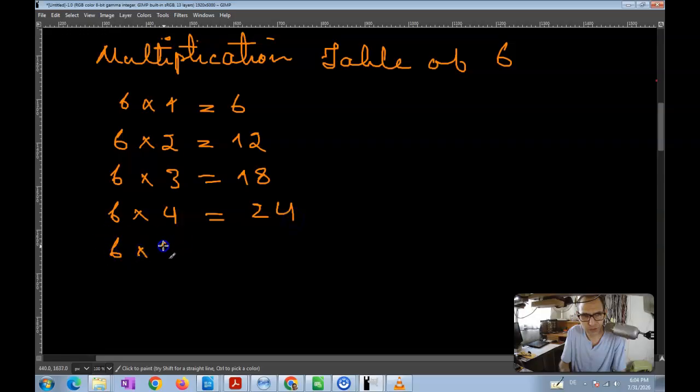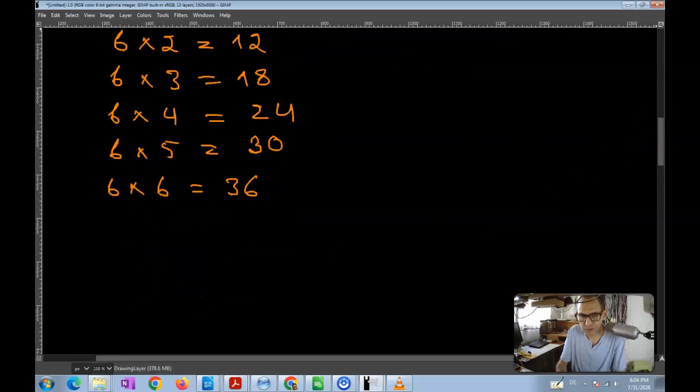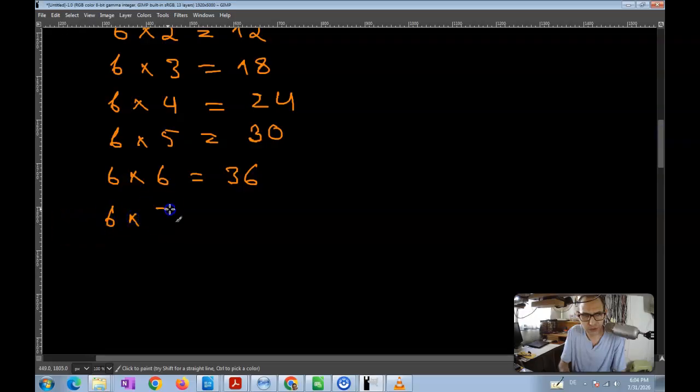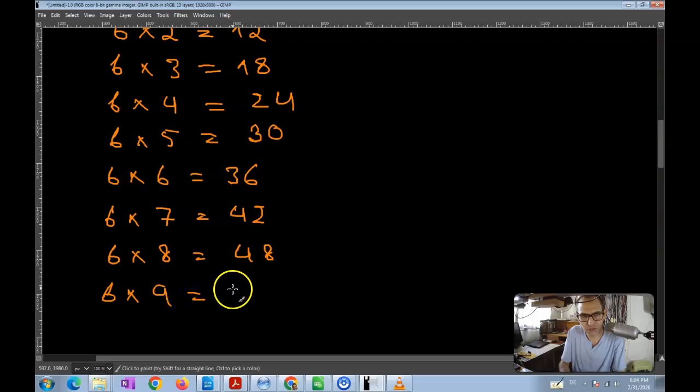We have 6 times 5, which is equal to 30. We have 6 times 6, which is equal to 36. We have 6 times 7, which is equal to 42. We have 6 times 8, which is equal to 48. We have 6 times 9, which is equal to 54, right?